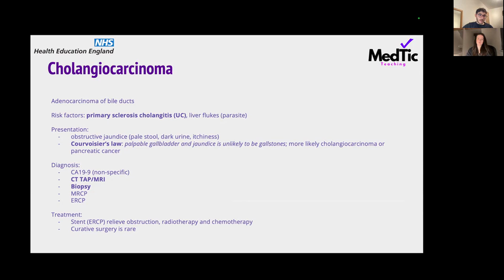Typically, it would be more likely to be a pancreatic cancer. However, given the patient's background of UC and PSC, it would lean more towards cholangiocarcinoma. For diagnosis, you can do CA19-9, but it's non-specific. Typically, you're going to do a CT or an MRI, and you're going to have to biopsy it. Treatment is usually symptomatic relief, such as stenting and ERCP. However, you can consider radiotherapy and chemotherapy. It's important to note that curative surgery is rare.